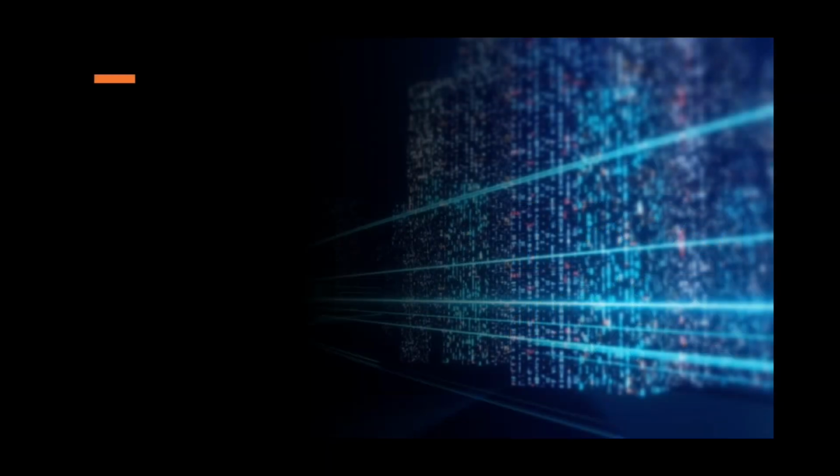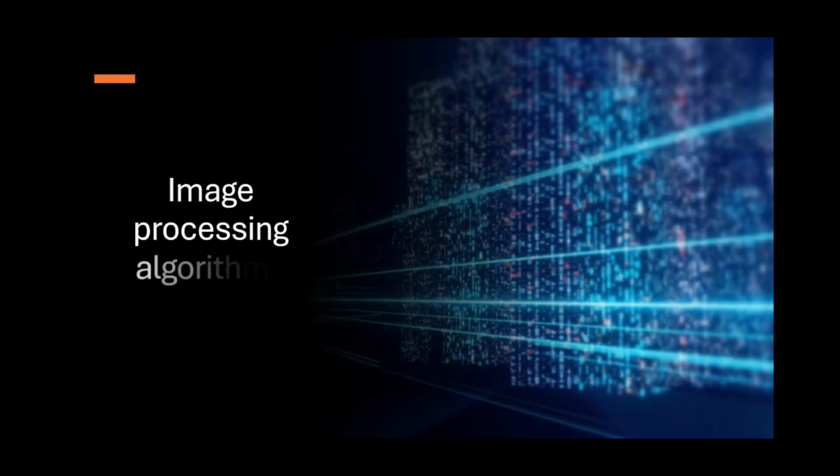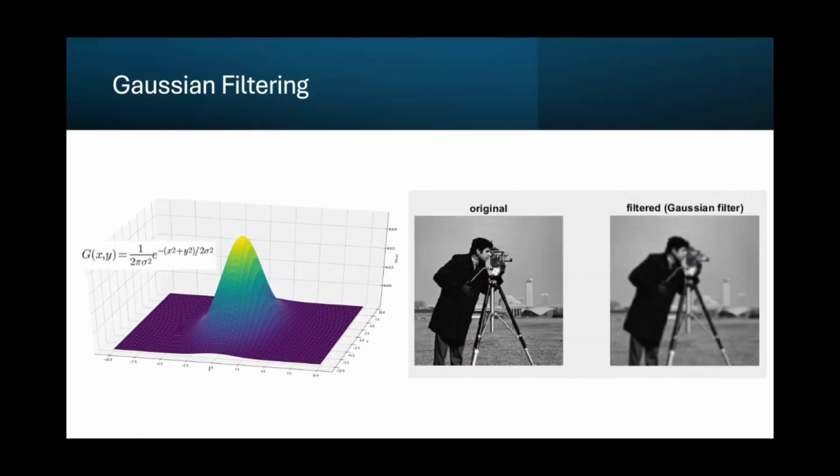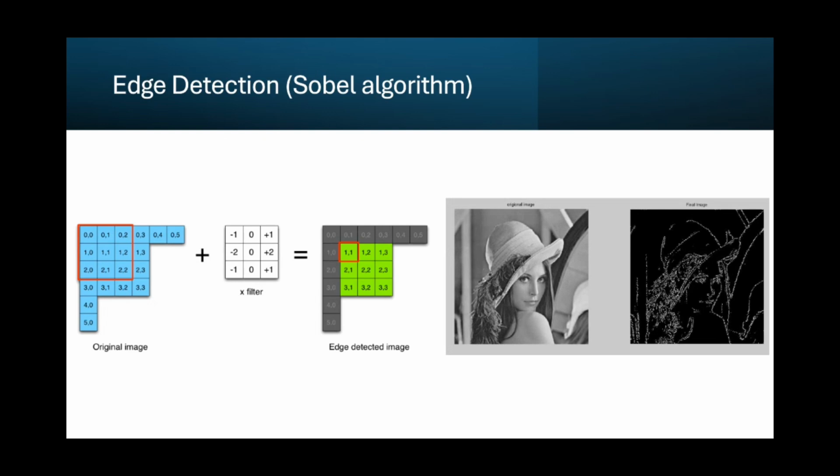Now, let's focus on two specific image processing algorithms that we implemented on our Beowulf cluster. First is the Gaussian filtering. This algorithm is used for image smoothing and noise reduction. It involves convolving the image with a Gaussian kernel. By dividing the image into smaller segments and processing them in parallel across multiple nodes, we significantly reduce the time required for filtering. Then the edge detection.